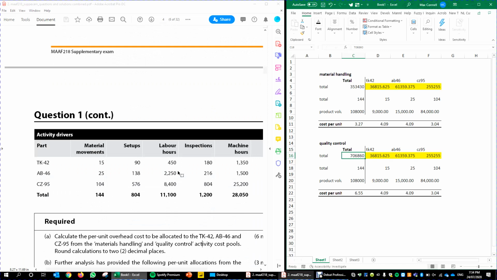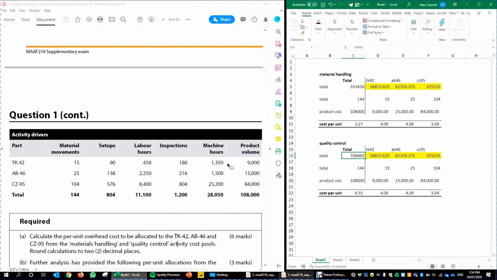Now the key driver that we're going to be looking at for quality control is what? Do you think it's material, setup, labor hours, inspections, machine hours? Well, quality control is based on an inspection, right? You're inspecting for quality control. So that's the key driver that we're going to be using. The total number of drivers is going to be 1,200. And the product volume we know is 108,000. That's going to stay the same. So the cost per unit is now going to be $6.55.